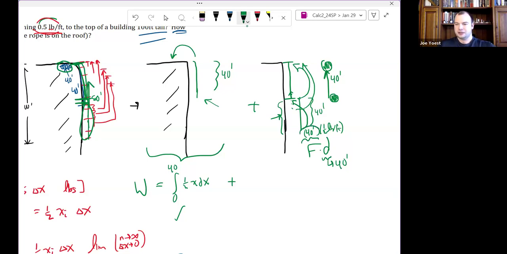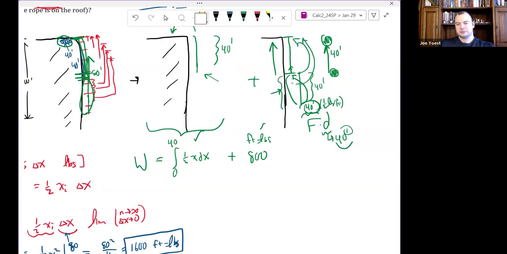The 40 feet up here is the length of rope that I'm dealing with, and the 40 feet over here is the distance that I need to move it. So this is what, 20 times 40 is just 800. Pounds per foot times feet is pounds, times feet again is foot pounds. So this checks out, and we've already checked the units on this one, so I think we're confident with that integral. Or this is going to be x squared over 4 from 0 to 40 plus 800. That's 40 squared over 4, or 20 squared, or 400 plus 800 is 1200 foot pounds.